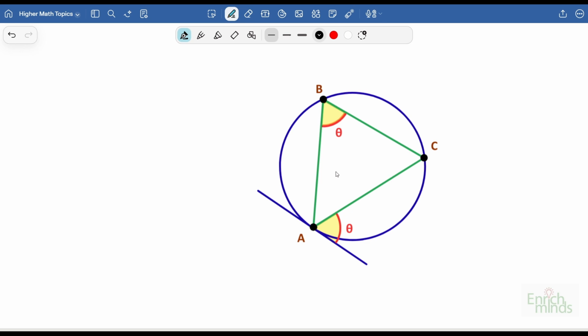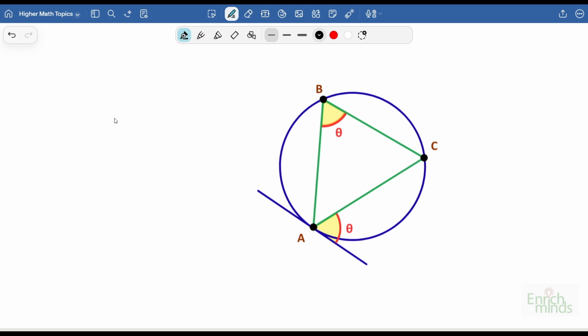The next is the alternate segment theorem. Now here there are a lot of keywords we need to remember. What does the theorem say? The angle between the tangent and a chord is equal to the angle subtended by the same chord on the circumference of a circle. So let me repeat here. The angle between the tangent and a chord of a circle is equal to the angle subtended by the same chord on the circumference of the circle.